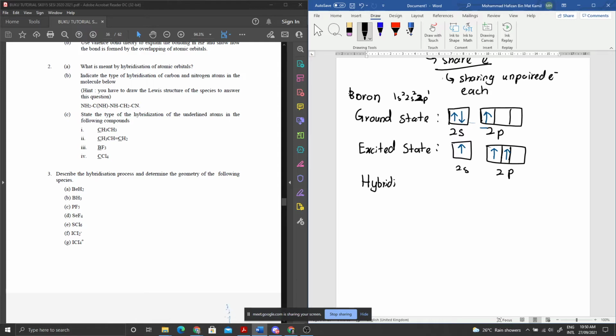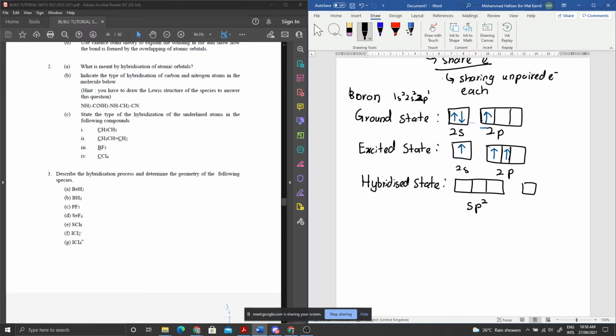Hybridize state. So untuk dia buat perkahwinan tu, dia kena gabungkanlah 3 orbital ni supaya dia boleh buat bond dengan 3 orbitals. So this is an sp2 sebab dia ambil satu s, 2 dari p.